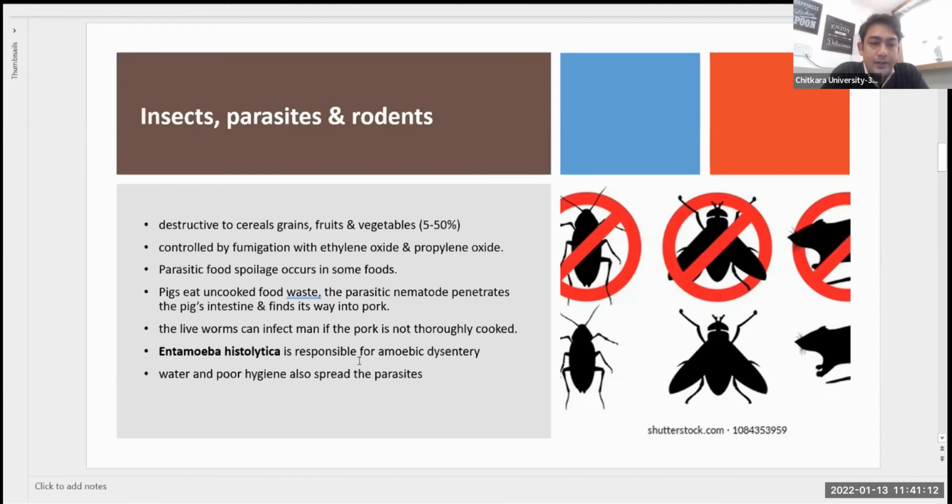Entamoeba histolytica is responsible for amoebic dysentery. Water and poor hygiene also spread the parasite. So these kinds of conditions around the food product, the plant, or the crop should be avoided. There should be clean conditions, and if required, a good method of insecticide or pesticide should be used.